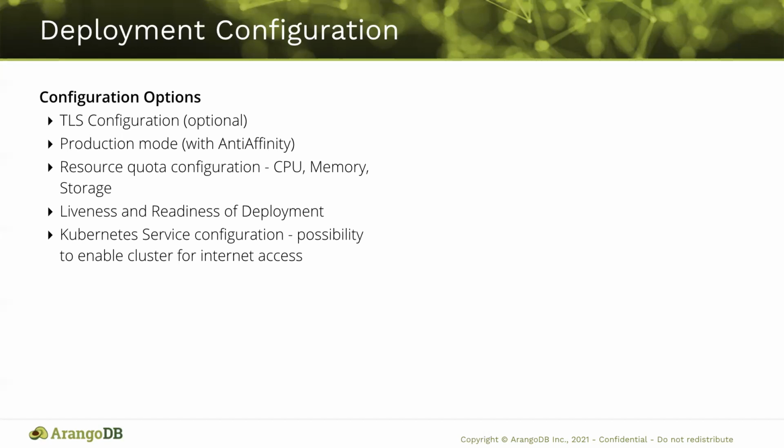We can also define in our deployment YAML our resource quota configuration: CPU, memory, storage, etc. Define liveness and readiness probes for the deployment, and then also further Kubernetes service configurations, which we saw on the previous slide.